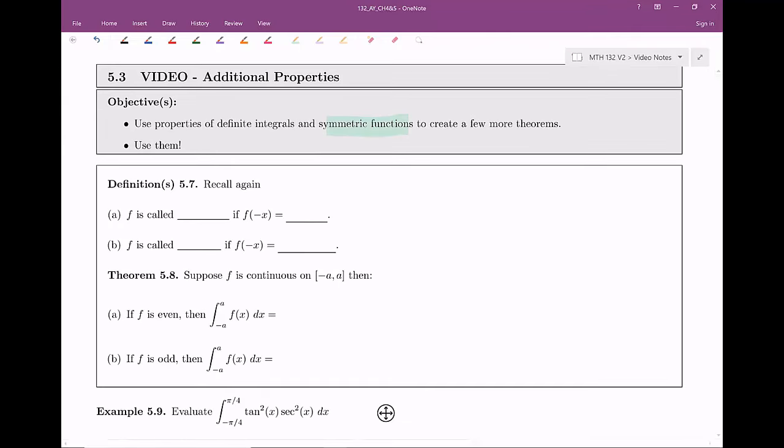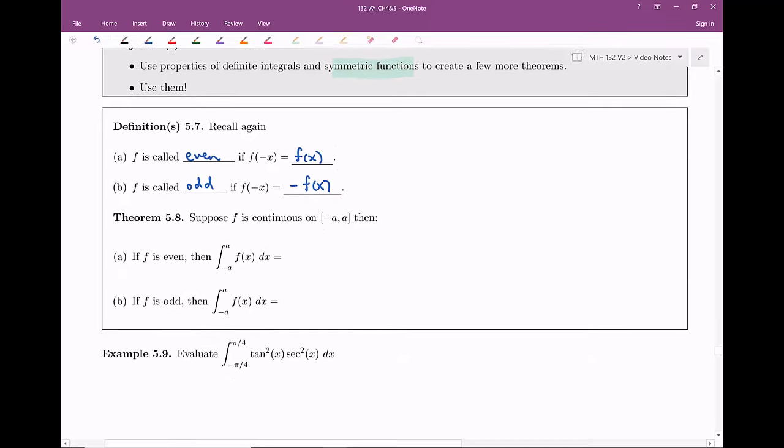Recall, again, f is called even if f of negative x is equal to f of x. That is, we have symmetry about the y-axis. f is called odd if f of negative x is equal to negative f of x. That is, we have some rotation symmetry about the origin. If we have either an even or an odd function, the claim is that some definite integrals we can actually evaluate a little bit faster.